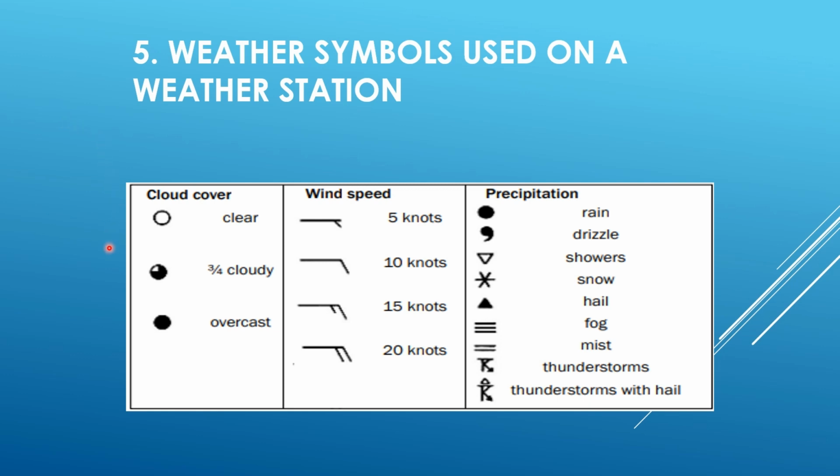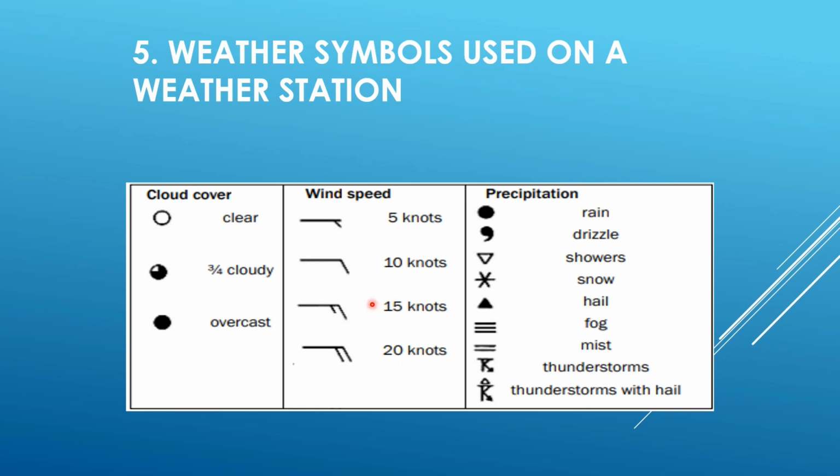If the cloud cover is clear, we'll just see a circle that is not shaded. If most of the sky is covered with clouds but not all of it, then we will see three-quarter cloud cover. On the wind speed, as I've just explained, the half stick indicates 5 knots, the full stick indicates 10 knots. If there is a half stick and a full stick, then it's 15. If there are two full sticks, then it's 20 knots.